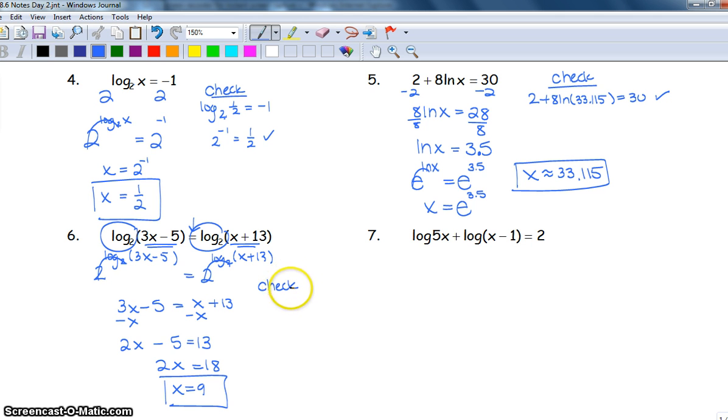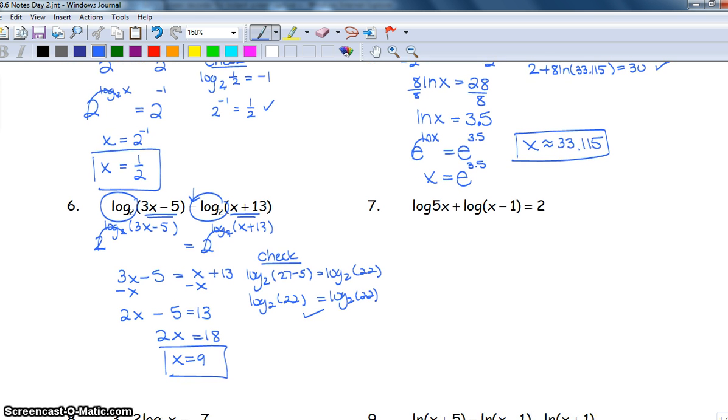We check our answer. So we've got log base 2 of 3 times 9, which gives us 27 minus 5, equals log base 2 of 9 plus 13, 22. 27 minus 5, we get log of 22 equals log of 22. So our solution works.